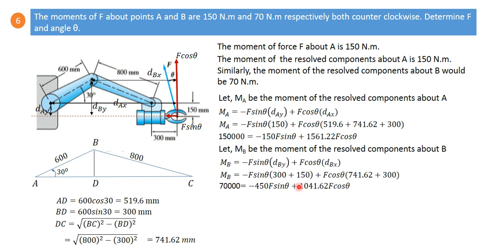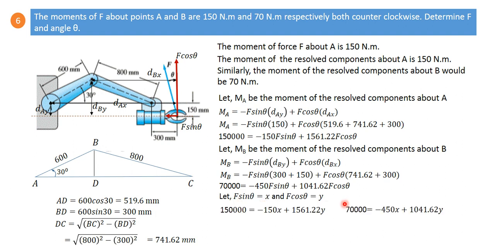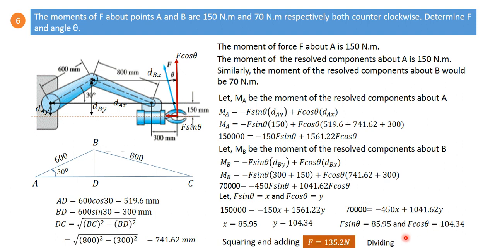So these two equations we get, one is this, another is this. There are two unknowns, F sin theta and F cos theta, or F and theta. We can use the substitution method, substituting F sin theta as X and F cos theta as Y to get the values of X and Y, and then finally the values of F and theta. So this is how we can solve this.